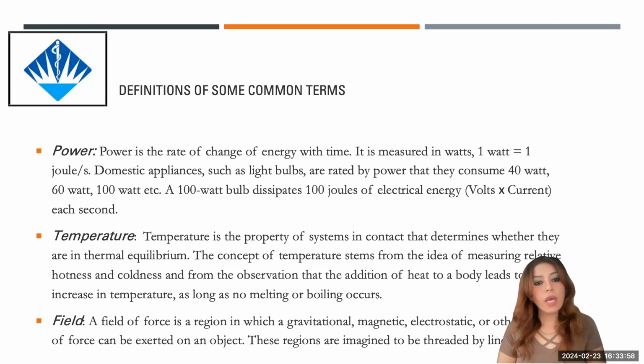Field: electric field, magnetic field. In our following courses, we will use this term again and again. A field of force is a region in which gravitational, magnetic, electrostatic, or another kind of force can be exerted on an object. These regions are imagined to be traversed by lines of force, and the lines are close together where the field is strong, and wider spaced where it is weaker.